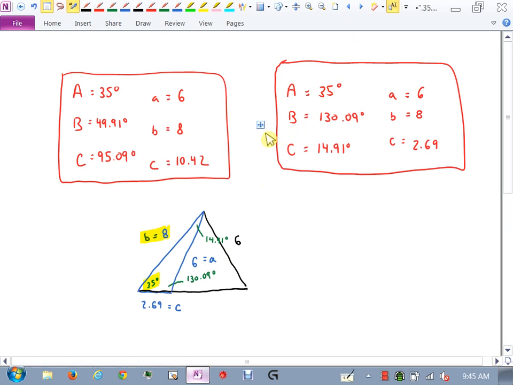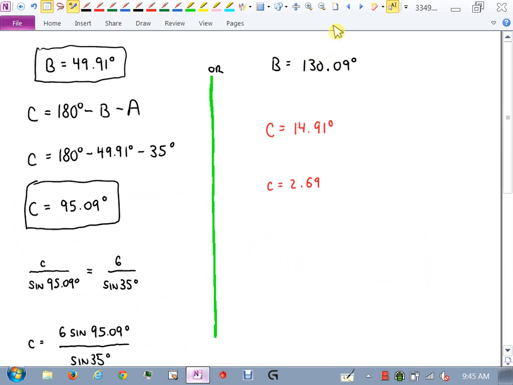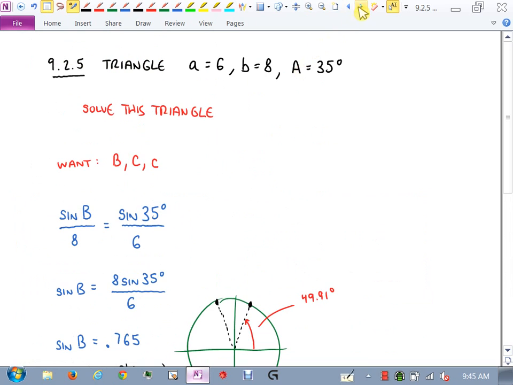Okay, so how about this? What if I give you information like this? I say, all right, draw me a triangle. Give me all the information of a triangle that's A is 2, C is 1, capital C is 50.